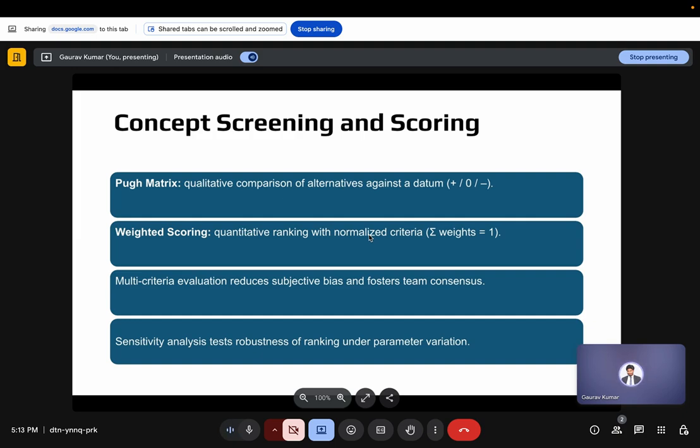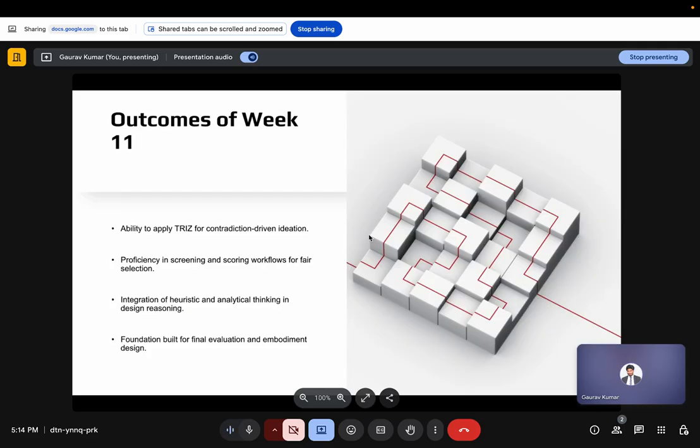Moreover, sensitivity analysis can be used to test the robustness of results under varied assumptions, ensuring that small errors in judgment do not overturn the design hierarchy. Through this method, selection becomes an act of reasoned convergence rather than arbitrary choice, preserving the creative intent while embedding engineering discipline.